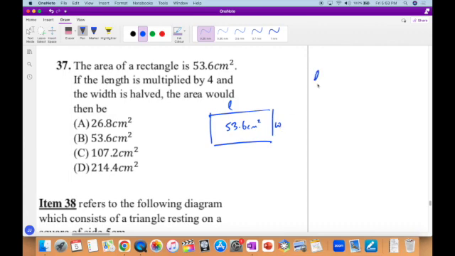And we could say that L multiplied by W is 53.6, right? So what will happen if we multiply L by 4? So we are multiplying L by 4, but we are also dividing W by 2. So what will be happening is we will really be multiplying the area by 2 is what we'll really be doing. And so we'll have to multiply this by 2. And so we will get about 107.